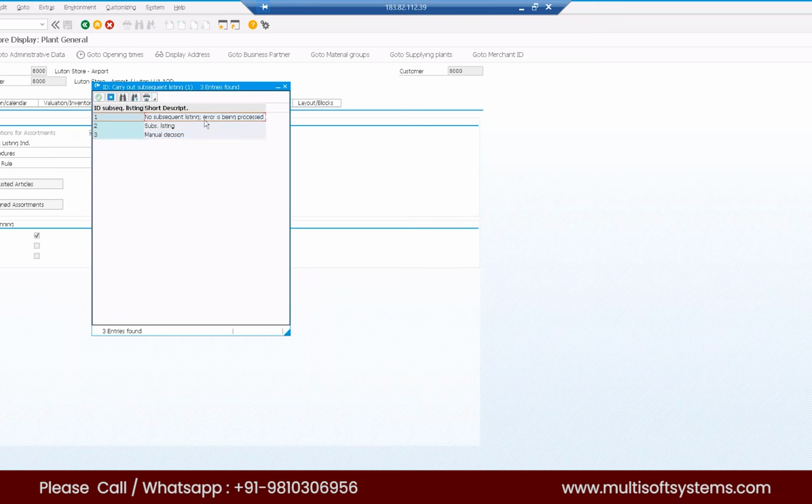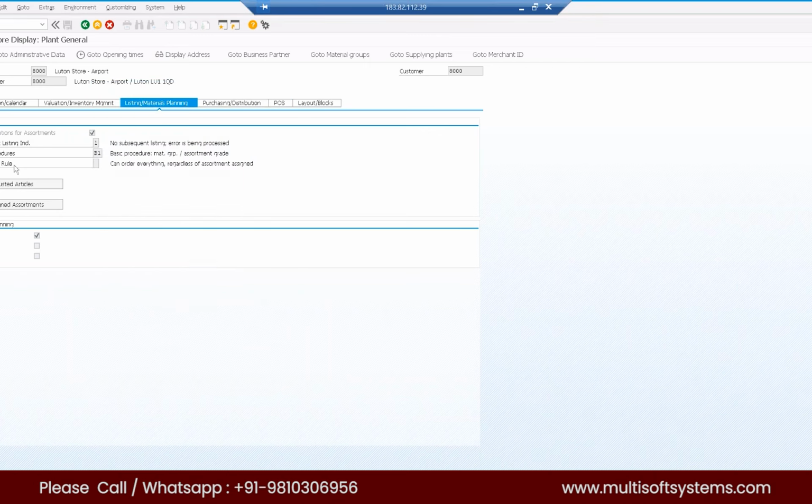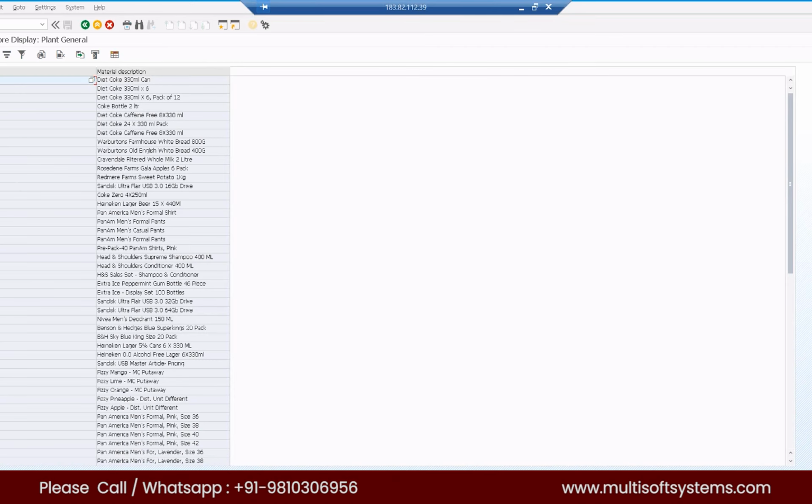This determines whether a material which is already available for the specific store can be listed one more time even if the period is over, or whether it will end in only one assignment. This is determined by the subsequent listing process. We will also look through this when we are talking about the assortments. Underneath this, we also have something called listed articles and assigned assortments. In this tab, we will be able to see the list of materials that are listed to this specific plant. If I click on this, these are the materials that are available and assigned to this specific plant in the system.